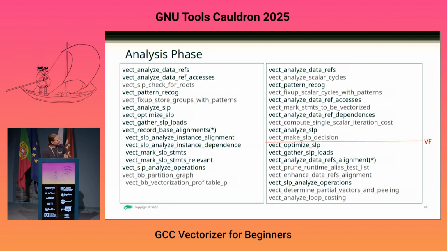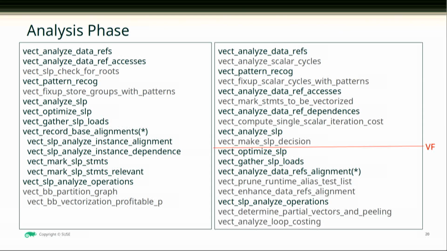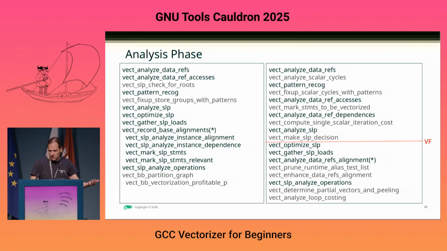On the right side, you can see after the SLP discovery, I made a red line and put in a VF there. So at this point, we commit to a specific vectorization factor. That's the unroll factor of the vector loop. That's an important thing because it constrains what vector modes you can use. It constrains how many actual vector statements you are going to emit for a single operation. And so it influences all the costing.